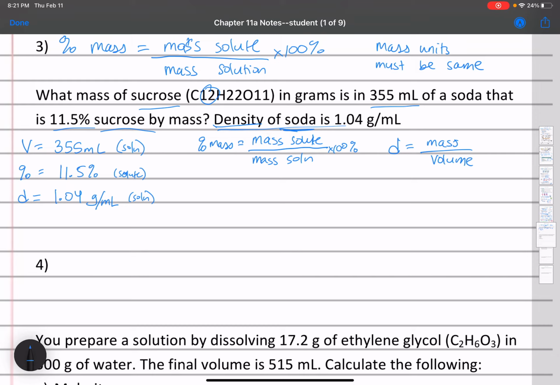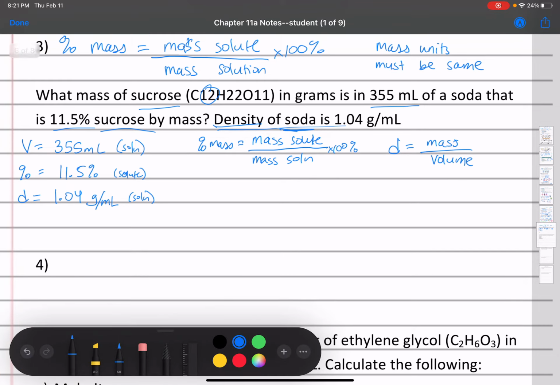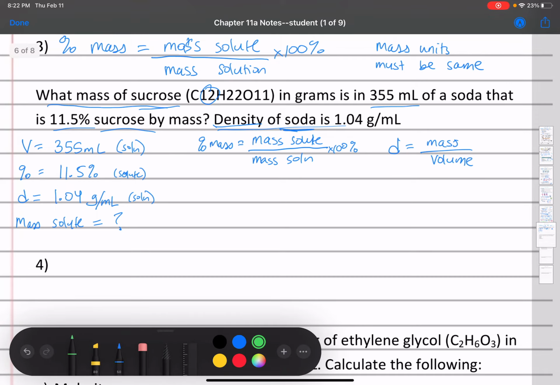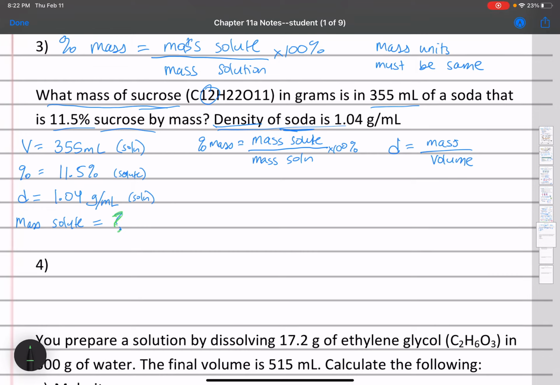Okay, so now I like to check off what things I have and what I am trying to find. Oh, I should write first what I'm trying to find. What is it asking me for? What mass of sucrose? So I want to know the mass of sucrose, and sucrose in this case is our solute. So I just put my little question mark there. That's what I'm trying to find. I'll put that in green. This is my X, the mass of solute up here.